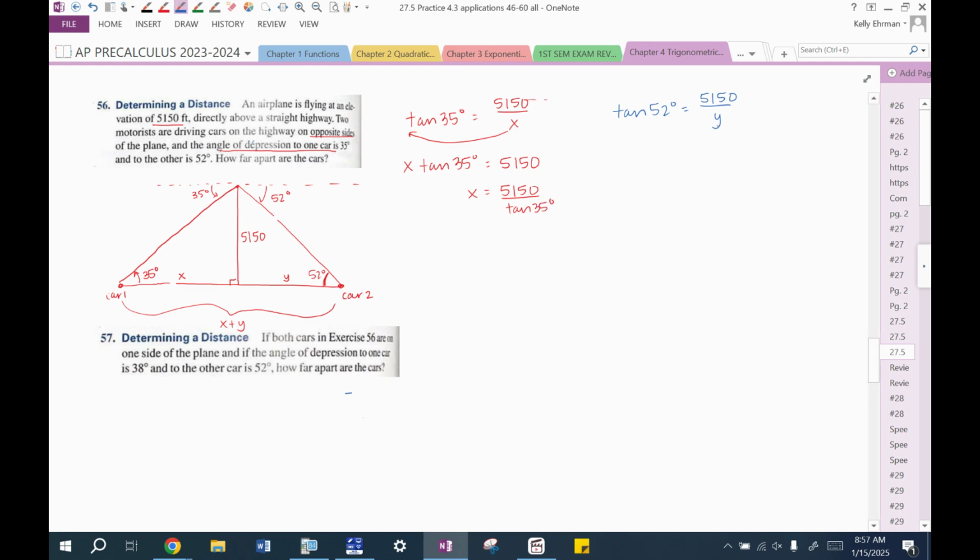And same steps to solve for y. So multiply y over to this side. Y times the tangent of 52 equals 5,150. And then divide by the tangent of 52. Remember that anytime we're using a calculator to combine answers, you don't want to round anything. So I need to find x plus y. So I'm just going to do that by typing in this expression plus this expression.